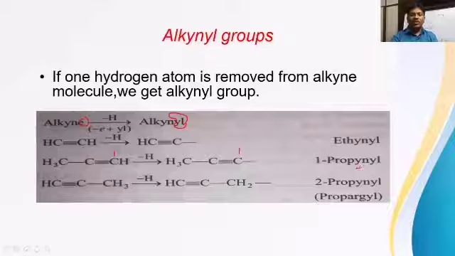So it is called 1-propynyl. Why is it 1-propynyl? After the first carbon, a triple bond is there. Triple bond is nothing but yn and yl. So 1-propynyl is the name given to this group. This is an alkynyl group. The IUPAC name is 1-propynyl group.